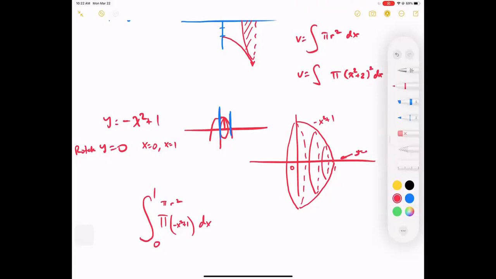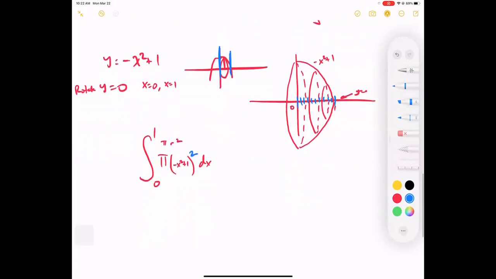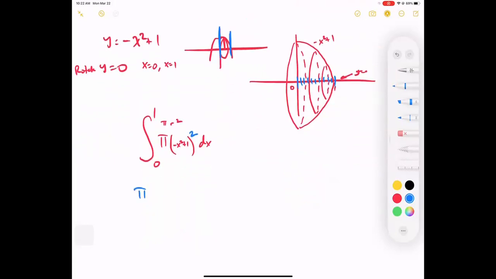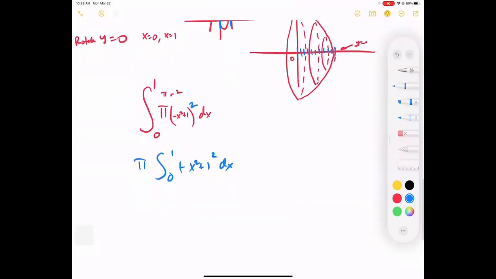Okay, because I'm traveling from 0, my circles are going from 0, and we're walking our way all the way up to 1. Okay, I forgot to write the square, sorry. Squared, pi r squared. Throw out the pi, 0 to 1 from negative x squared plus 1 squared. Easy peasy, right?